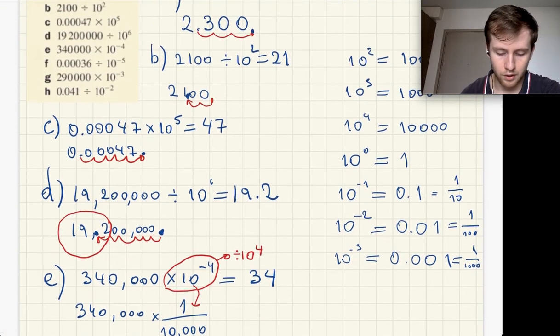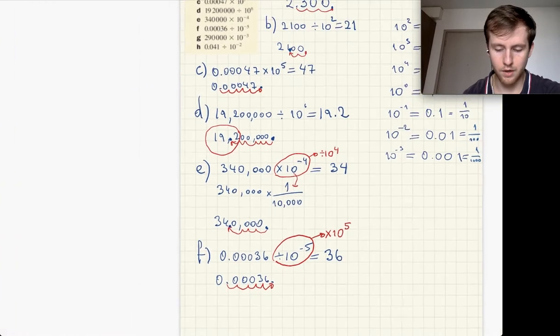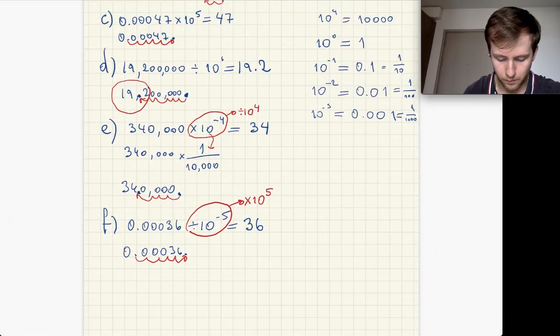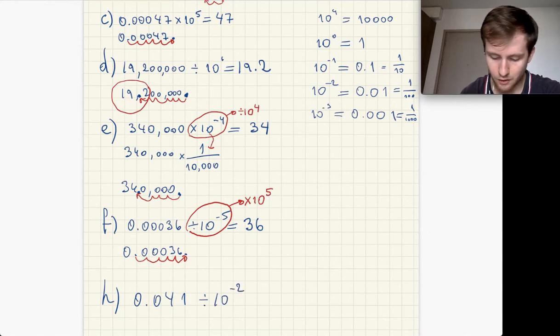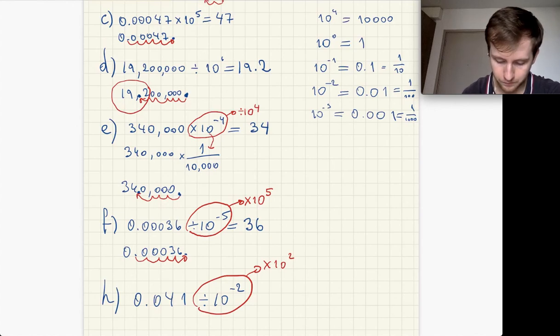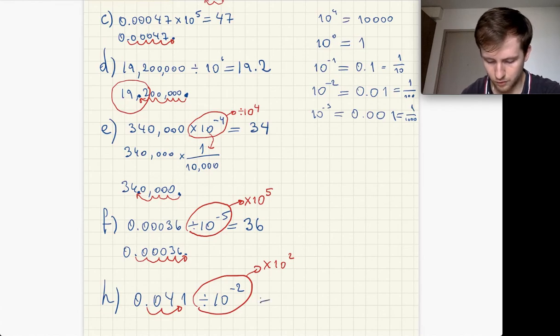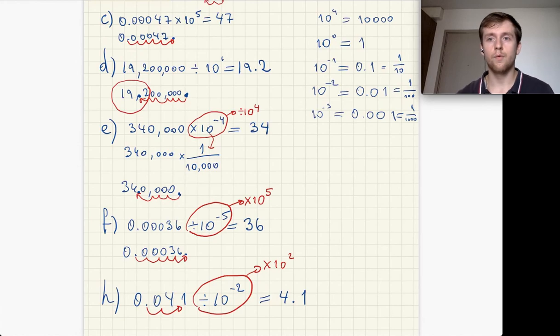Okay, let's do the last one. Actually, let's do just one more. Let's do H, 0.041 divided by 10 to the power -2. Divided by 10 to the power -2 again. So we transform negative power to positive power, and then we can just move the point 2 steps to the right, and the answer is 4.1. That's the answer to H, and that's it for this lesson.